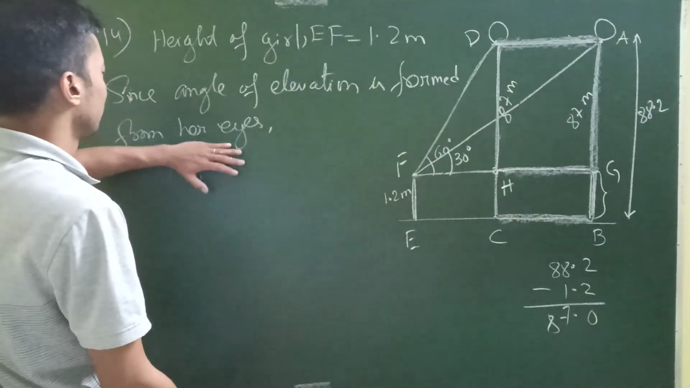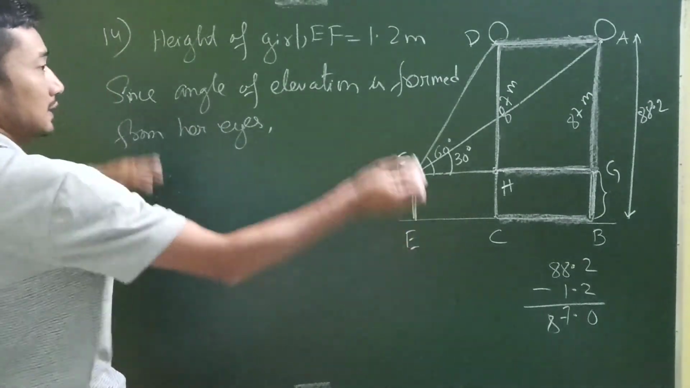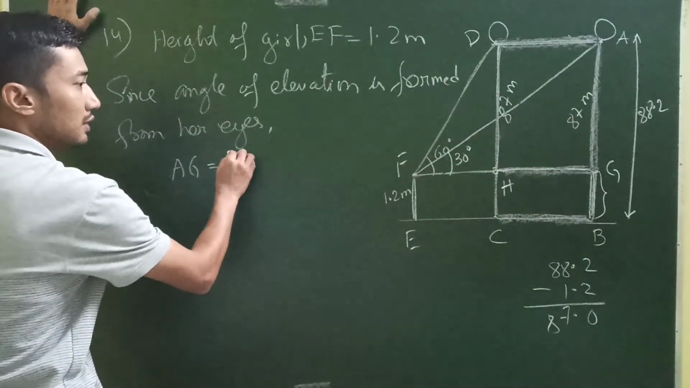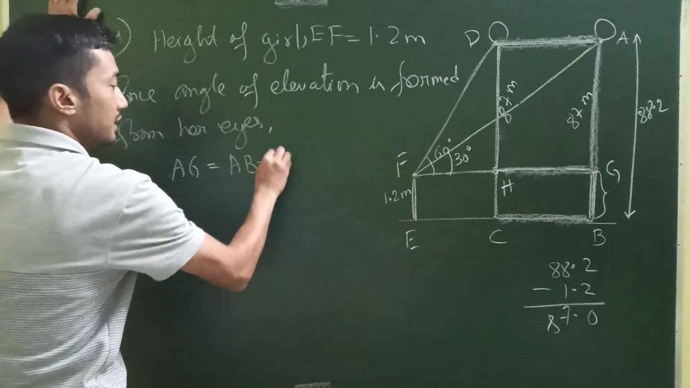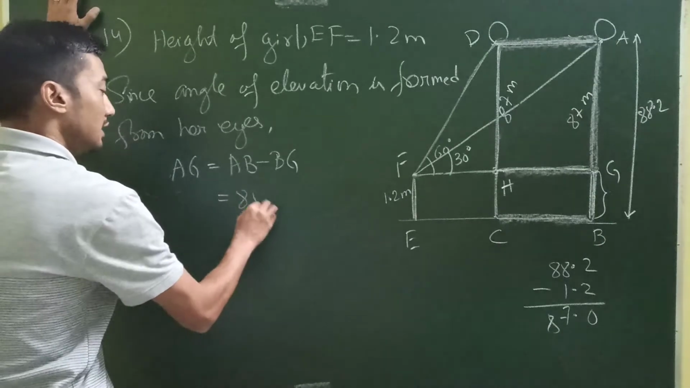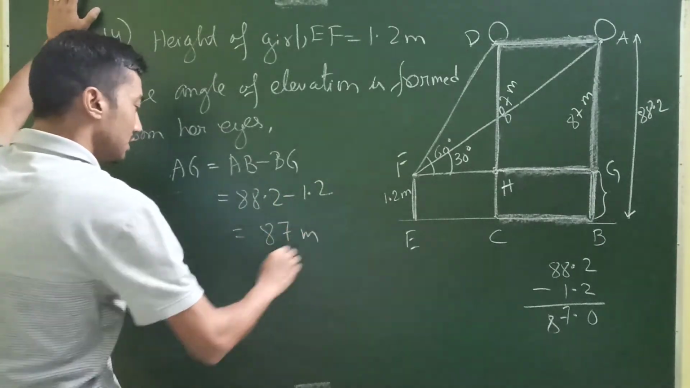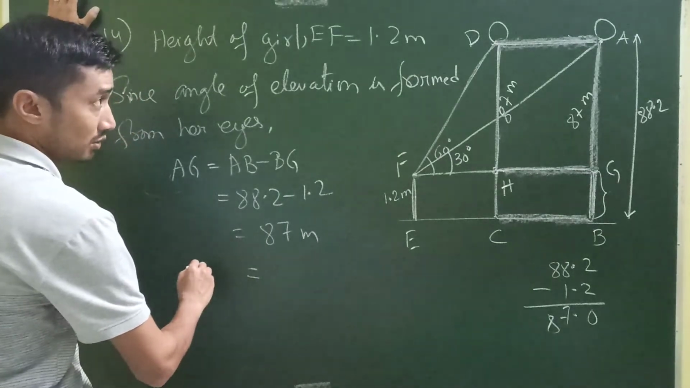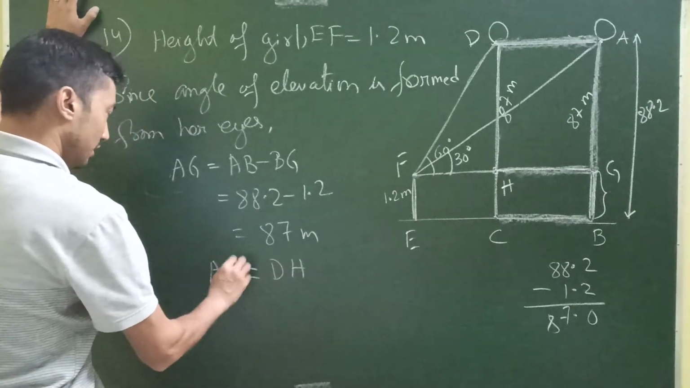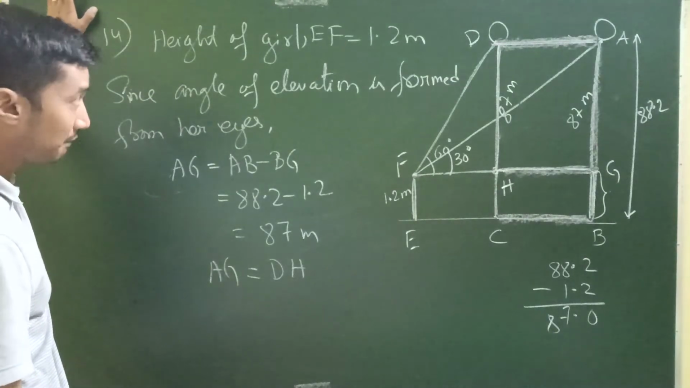So from her eyes, what will happen is AG will be simply equal to AB minus BG. So that's going to be 88.2 minus 1.2, so that's going to be 87 meters. Now this AG also will be same as, I mentioned, DH. So AG will also be same as DH. I think that's fine.